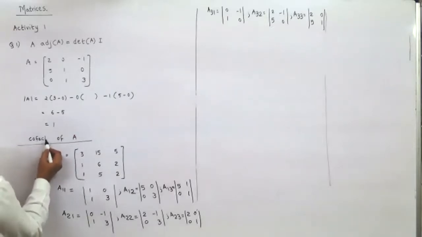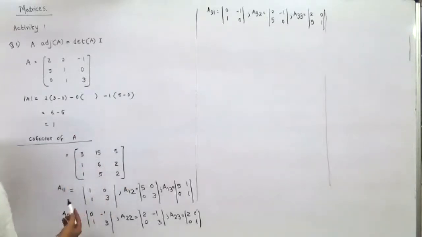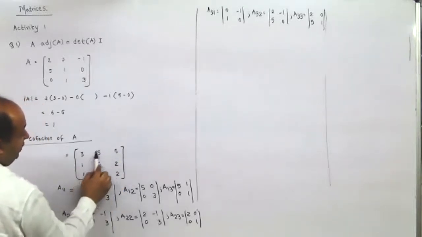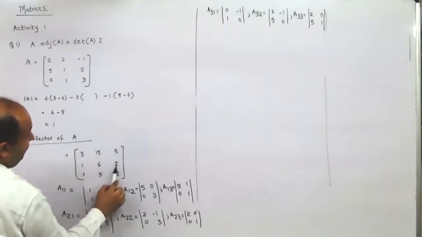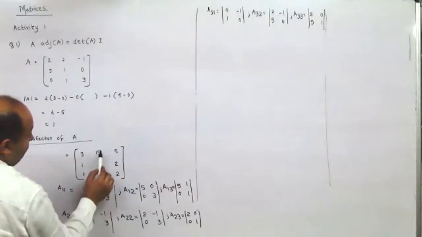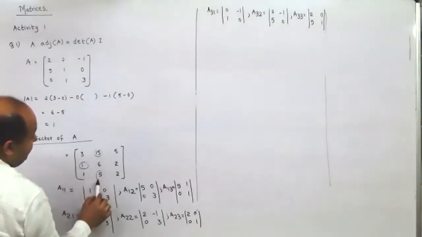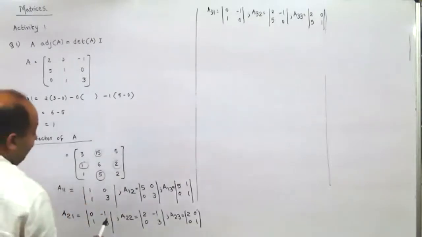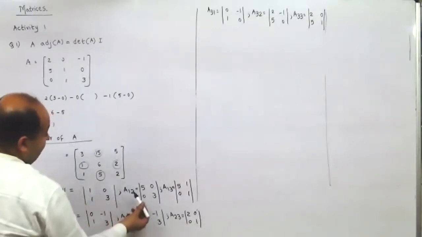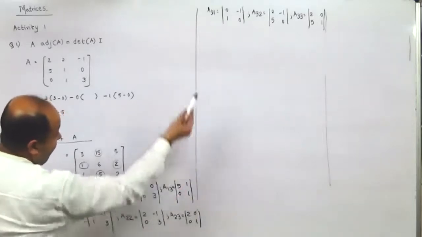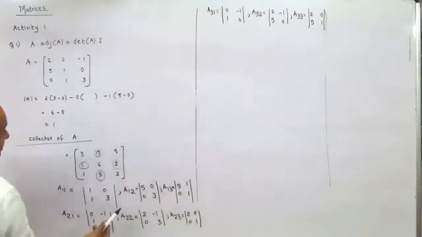Cofactor, after you find minor, you cover the diagonal elements, and the signs of these four elements would change. So that means this one, this and this would change. This and this won't change. So in short, we'll be changing the sign of this, and A31 and sorry, and A32.